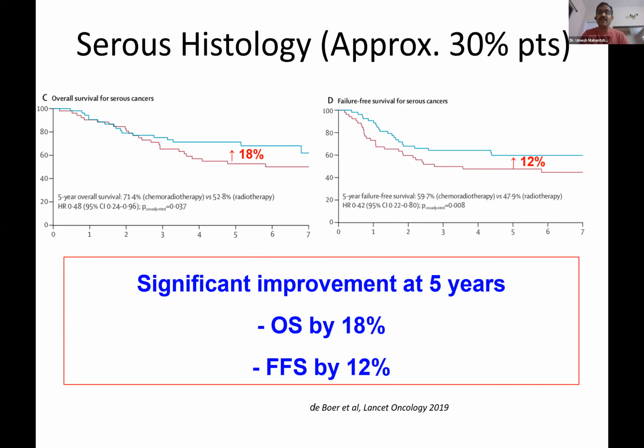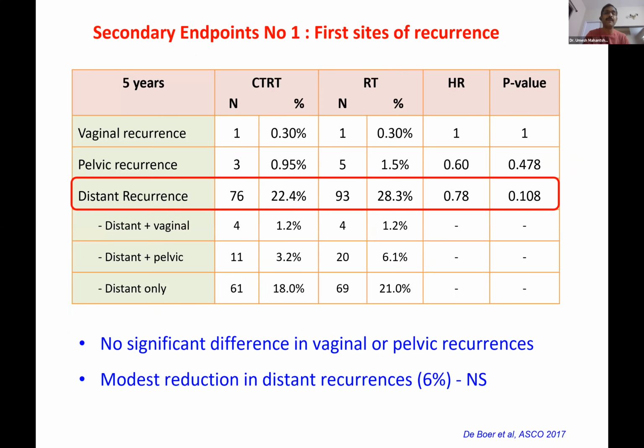Also, as I mentioned earlier, that 50% of the patients had type 2 histology. So these are the curves which show that the advantage of concomitant chemo followed by adjuvant chemo was higher in type 2 histology to the tune of 18% overall survival benefit and 12% failure-free survival benefit at 5 years in favor of chemoradiation. For the secondary endpoints, what I've highlighted here is, since both the arms had pelvic radiation, there is no much significant difference in vaginal or pelvic recurrence. However, if you carefully see the distant recurrences reduction is seen in chemoradiation by roughly 6%. However, it is still not significant.